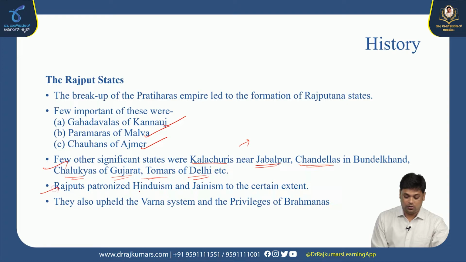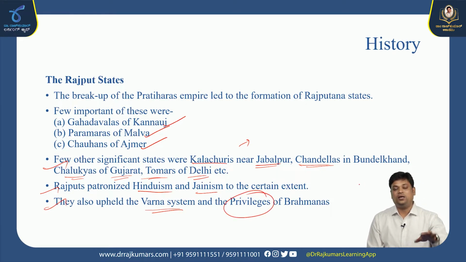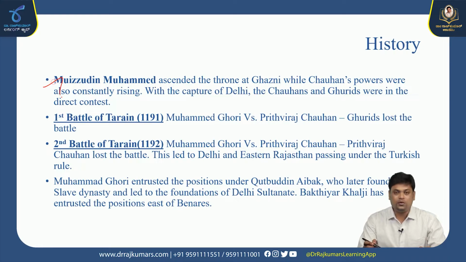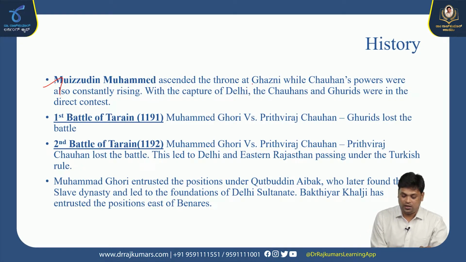Rajputs patronized two religions, that is Hinduism as well as Jainism. They also upheld the Varna system and the privileges of Brahmanas, and considered themselves Kshatriyas, the warrior community. Right.